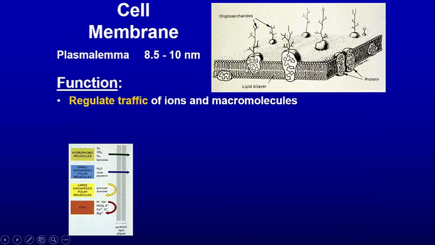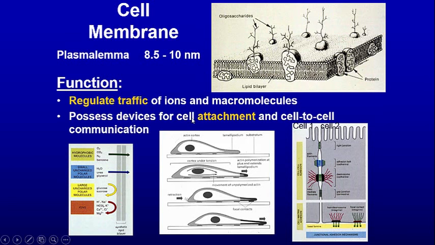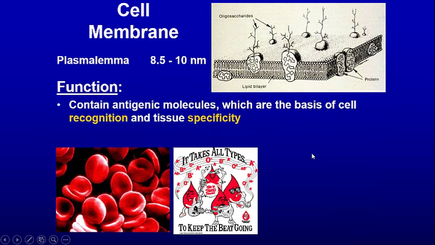It's a lipid bilayer with protein inserted in there and carbohydrates on the surface. And the function is to regulate traffic of ions and macromolecules. And also it possesses devices for attachment of cells, where one cell can be attached to another cell by these cell membrane attachments that differ in different functions, you see there, and to allow cells to communicate.